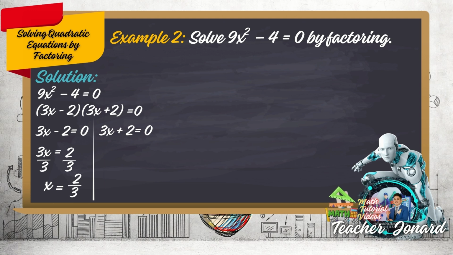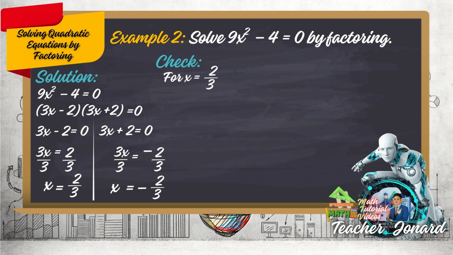For the second equation, 3x plus 2 equals 0. To solve for the value of x, subtract 2 to both sides applying subtraction property of equality. We have 3x equals -2. Then, divide both sides by 3. Applying the division property of equality, we have x equals -2/3. Step 5. Check your answers by substitution.